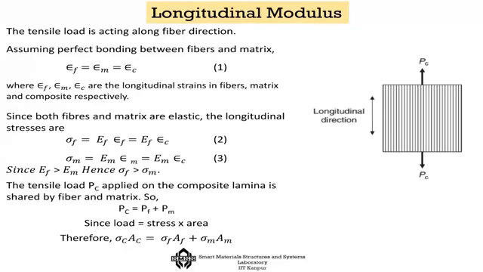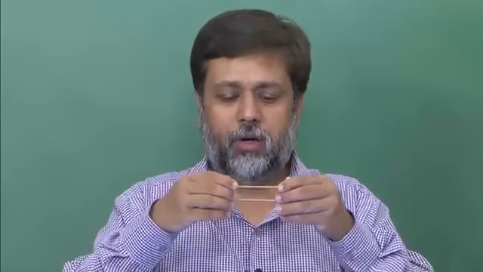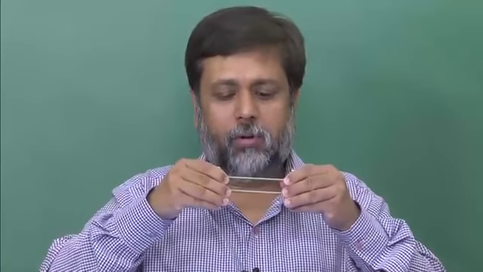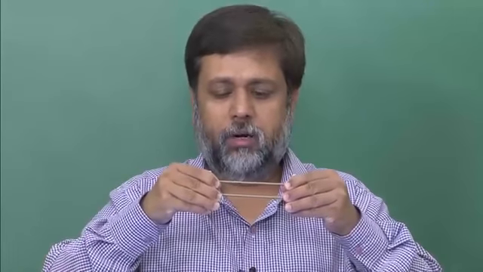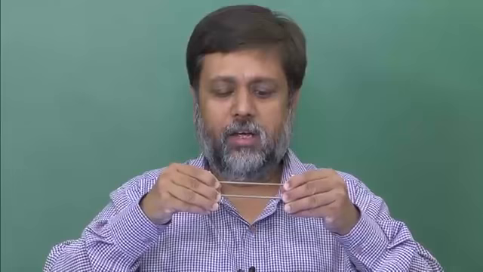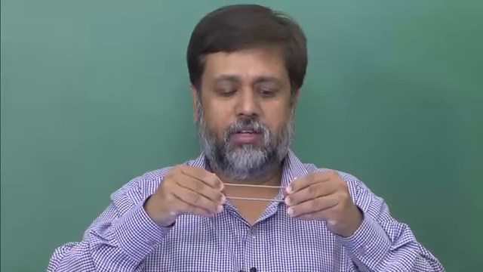If we look at the similar analogy, you can consider that as if you have a fiber as a spring and a matrix as another spring. This is a parallel model for longitudinal modulus. If I am applying the load on the system, the load is shared by the two, but in terms of the strain, you are going to see the same strain in the matrix as well as the fiber. That is the assumption in this case.